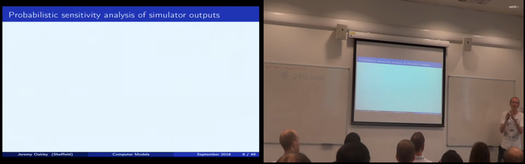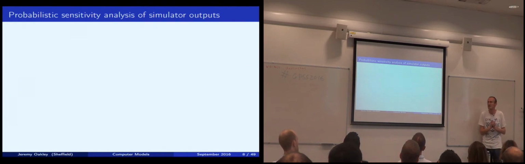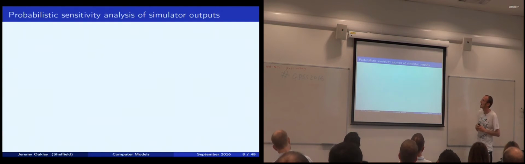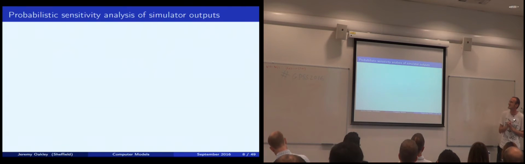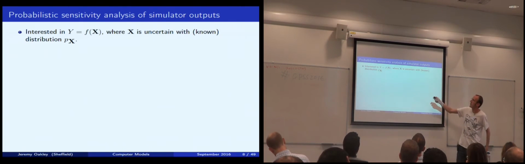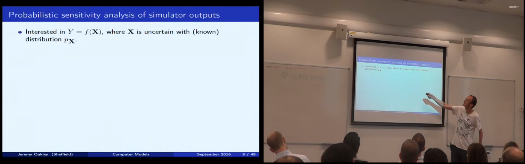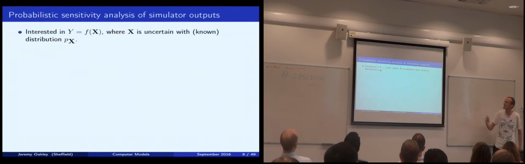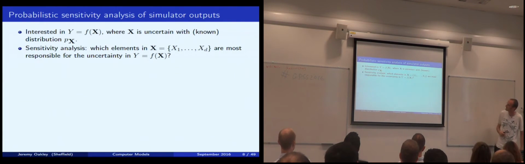Okay, then moving on from that basic uncertainty propagation, we can dig in a little bit more detail. So something that we refer to as probabilistic sensitivity analysis. Same setup as before. We've got an uncertain input, x, and we're interested in what would the simulator give me if I could discover the value of x, plug it in, and see what the output is. So we've got an uncertain input, interested in the output uncertainty.